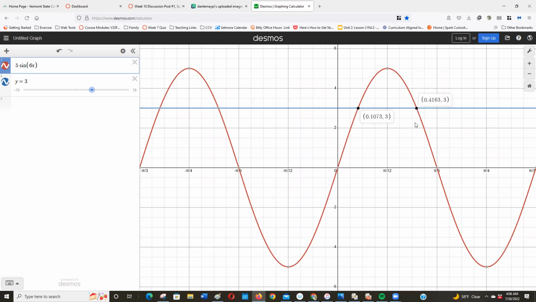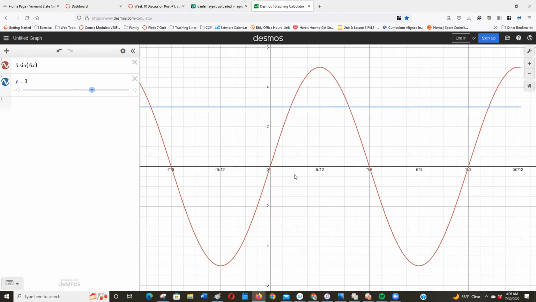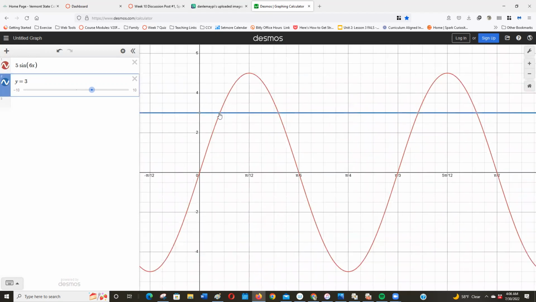Then how do we get that next solution? And for that matter, what if they ask me to find 3 solutions? Well, see how this is going up and coming back down. There's one cycle, and here's the start of the next cycle. This is pi over 3 apart. And the fourth solution, those two would be pi over 3 apart. So how do we come up with all those?